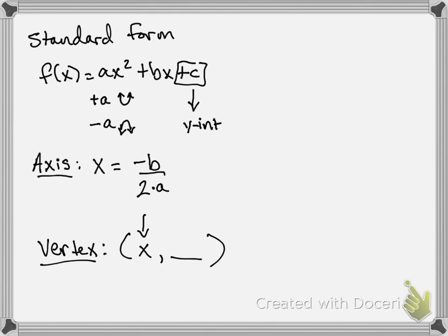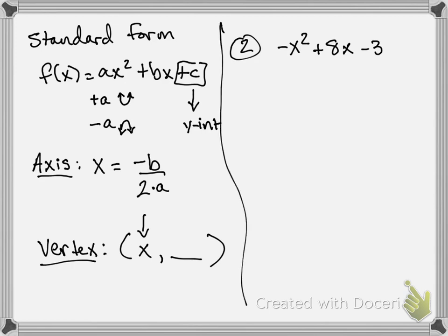Let's look at number 2 on your paper. Number 2 says negative x squared plus 8x minus 3. Couple things. Where's the y-intercept on this? Bingo. Negative 3. Which way does this open? Down. Okay, down.